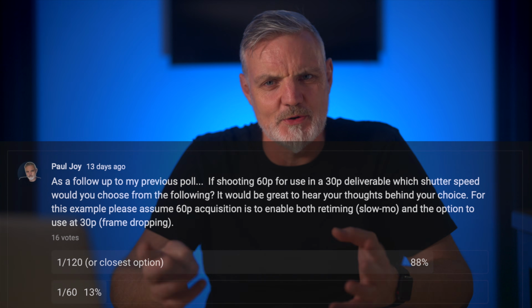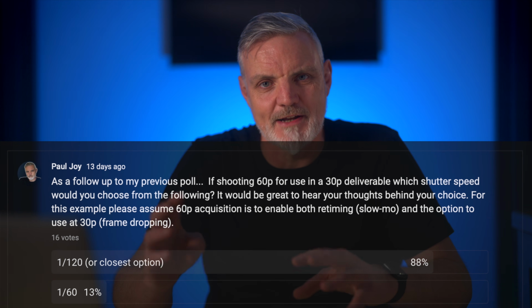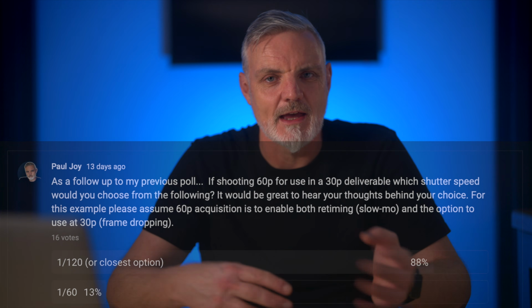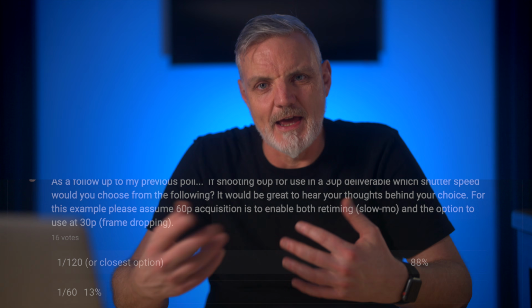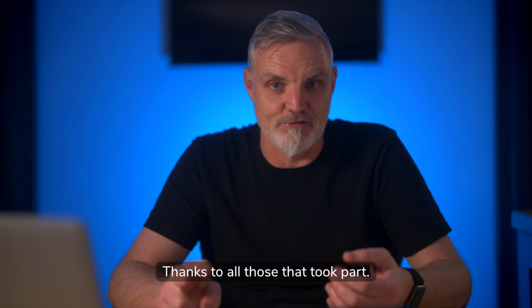A couple of weeks later, I posted another poll saying, if you're shooting 60p for use on a 30p timeline and you plan to use that footage both for slow motion, so half speed, and for normal speed, then what do you set your shutter angle to? And interestingly, I had 88% of people said that they would use 180 degree shutter.